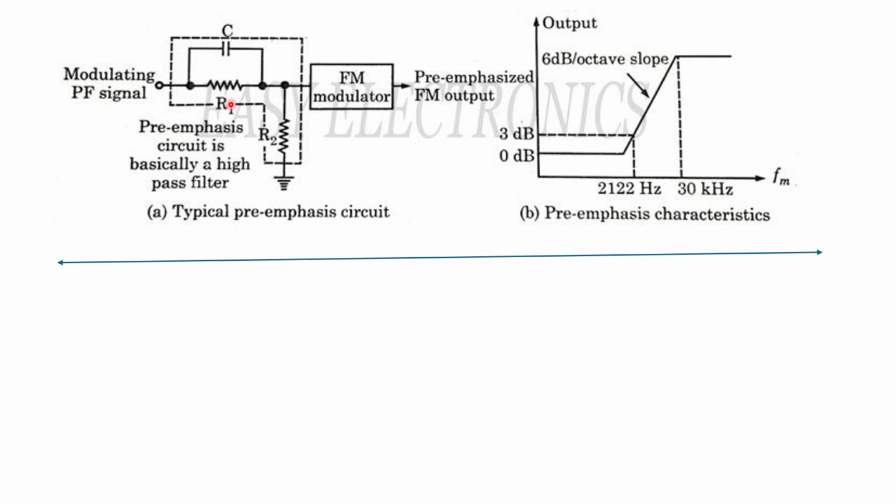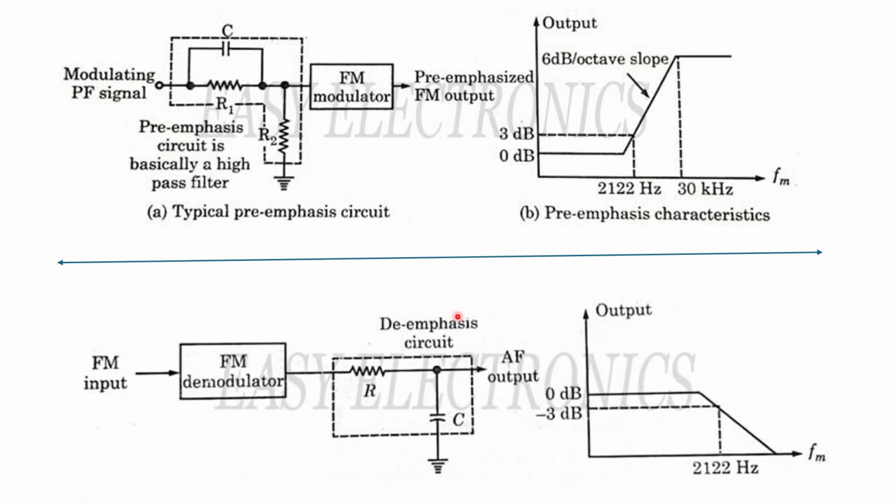So here you can see a resistance R and a capacitance C, with the modulated signal and the FM demodulator. In the transmitter we use this pre-emphasis circuit, which is basically a high pass filter. If the frequency is more than 30 kilohertz, it will pass through, and if it is lower, it will suppress it, right?